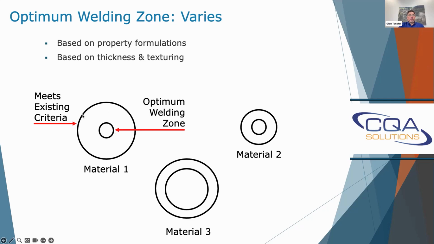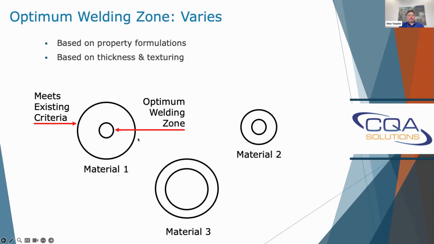And then, somewhere you're going to meet the existing criteria. You're going to meet your peel and shear strengths. But at some point, you're going to be off the target. Based on property formulations, thickness, the production method, whether it's calendared or blown film, and your texturing, all those things are going to make a difference. As a result, you're going to have different sweet spots with your material and different size targets you're trying to hit.